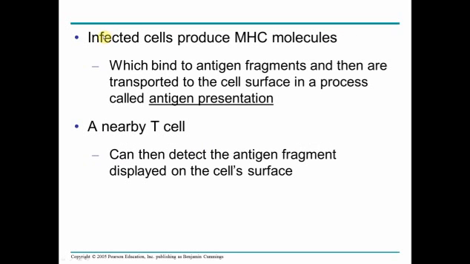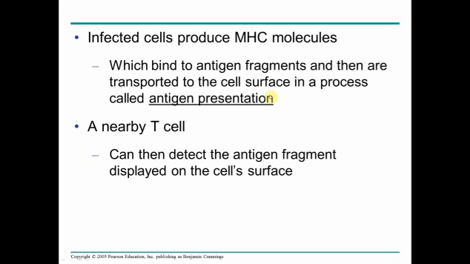Now, infected cells, such as, let's say, a skin cell that's been infected by a virus, have MHC molecules inside. Those MHC molecules are going to bind to the antigens of that virus, and then they're going to transport those antigens to the surface of the cell. We call this antigen presentation. Okay? Now, there's two different types that we're going to talk about.